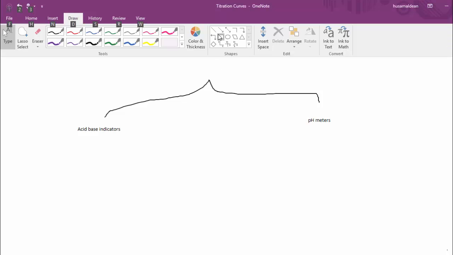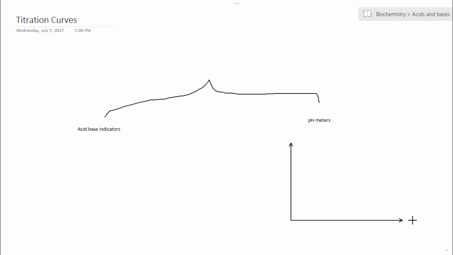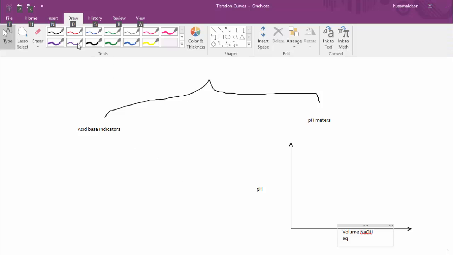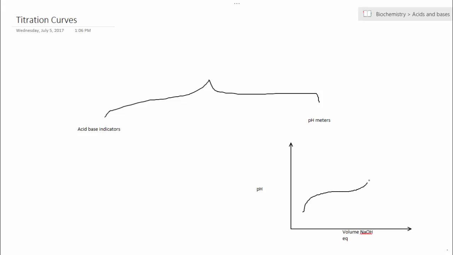For example, if we are talking about titrating HCl with NaOH, we will have the y-axis having the pH, and the x-axis having the volume of NaOH. But for the sake of simplicity, I'll take the equivalents of NaOH, which is easier. The curve can take three general shapes. We will discuss each one.